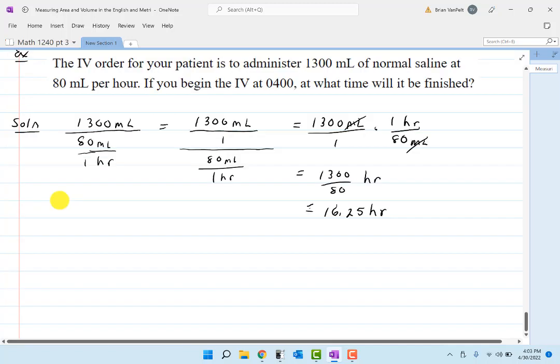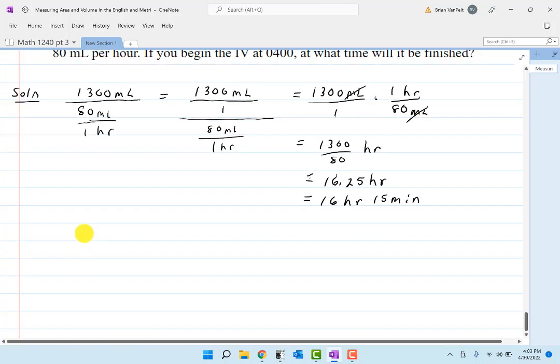It'll be finished at 16.25 hours later. That's typically not the way that people say it. So instead of this, let me write 16 hours and 15 minutes, because a quarter of an hour is 15 minutes. So this is better. We started at 4 a.m., then we're going to finish at 10:15 p.m., or if you like the military time, 20:15.